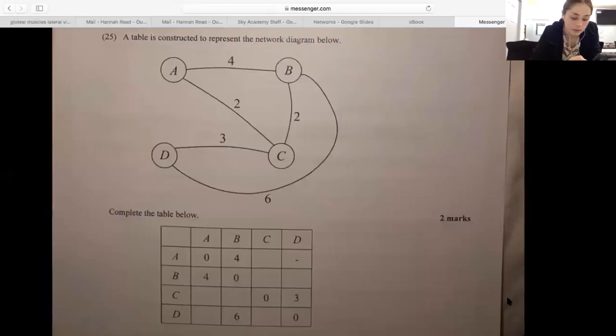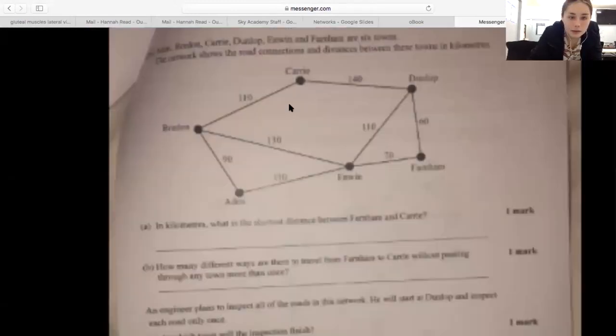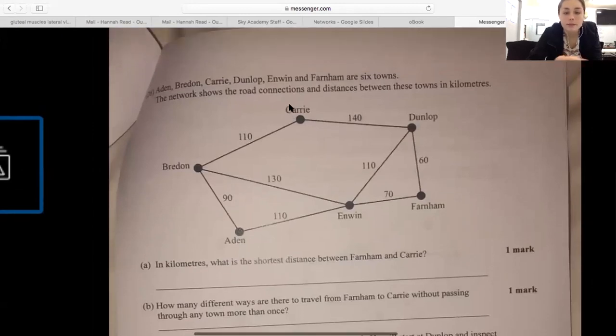Okay, cool. Let me go back to Messenger and quickly check. Between C and A was 2, yes. Between B and C was 2, yes. Between B and D, 6, yes. C and A, 2, yes. C and B, 2, yes. What else? A and D, there's nothing. Yep. And D and C, 3. Perfect. 26. Cool. So we're up to this one, yeah?